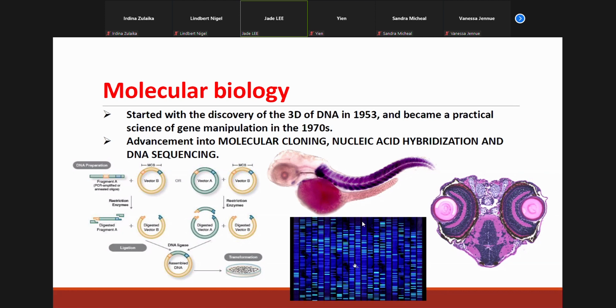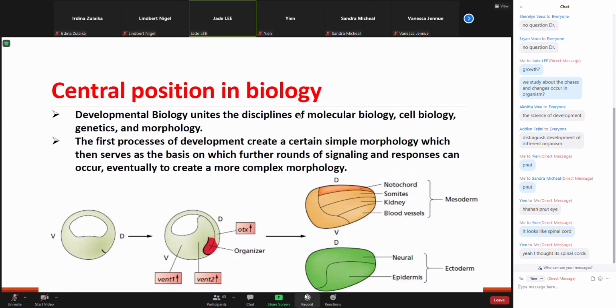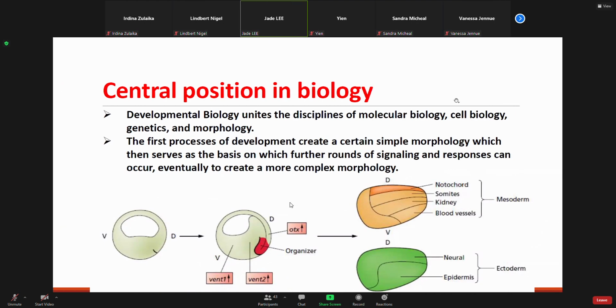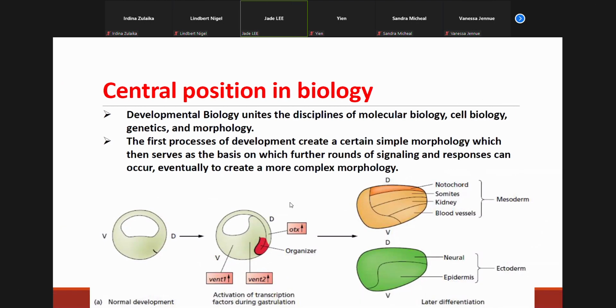Okay, kita boleh tengok sequence. This is on the gel, agar gel, and then we can sequence. You can see the ATCG, bagaimana jujukan genetik itu boleh dikeluarkan. Right, untuk central positions in biology, the developmental biology unites the disciplines of microbiology, cell biology, genetics, and also morphology. The first process of development creates a certain simple morphology, which then serves as a basis on which further rounds of signaling and responses can occur, and eventually create a more complex morphology.